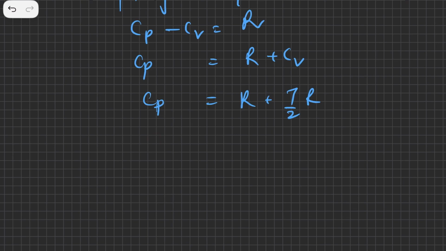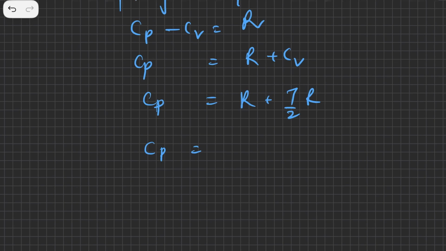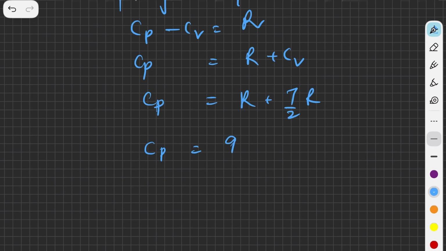Now Cp would be equal to, cross multiplying, 2 ones are 2, and plus 7, that is 9R by 2. So this becomes 9R by 2. So I have found out Cp as well.